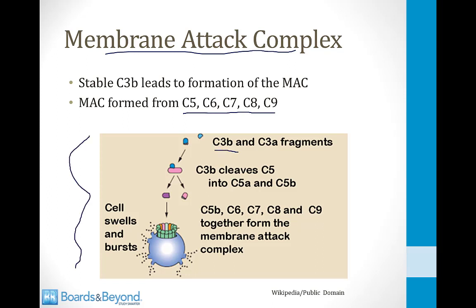So C3b will cleave C5 into C5a and C5b, and then C5b will bind to C6, C7, C8, and C9, and together they will form the MAC. What the membrane attack complex does is it pokes holes in bacterial cell walls, and the bacteria will swell and burst, and that's how they die.